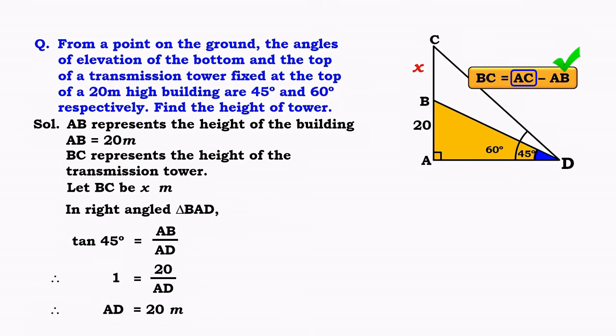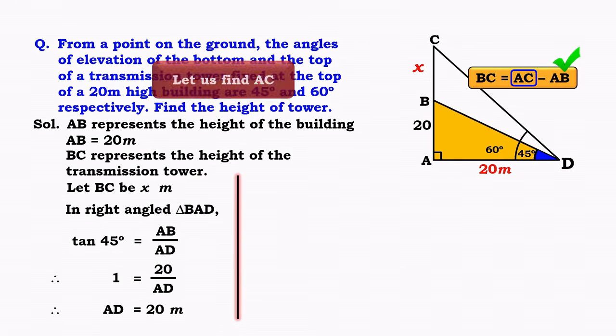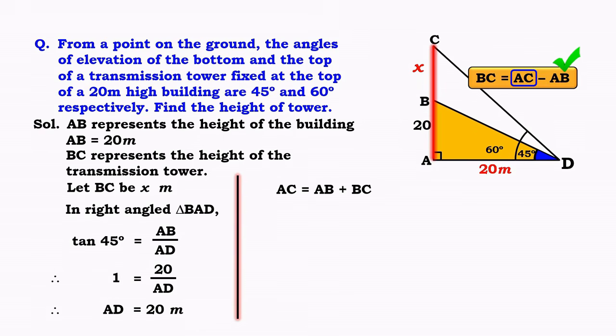Now, we need to find the length AC, which represents the total height from the ground up to the top of the transmission tower. The total height AC is the height of the building plus the height of the transmission tower. So, AC is equal to 20 plus x meters. In the next step, we will use the angle of elevation of 60 degrees to find the value of x.